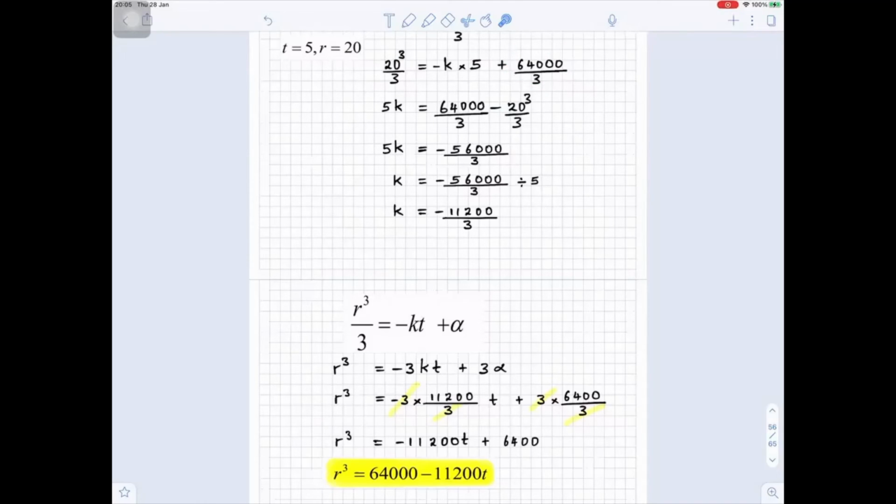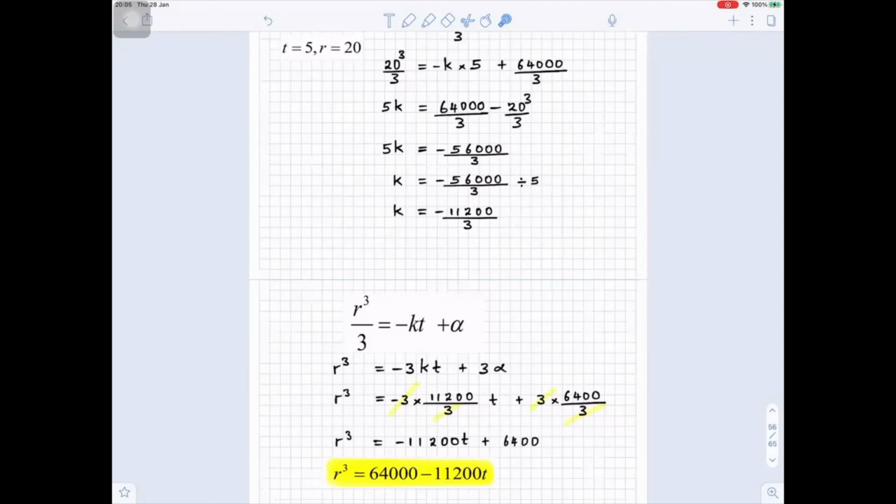What you want to do is take 20 cubed over 3 to the right-hand side, and it becomes minus 20 cubed over 3. When you solve that, it will give you 56,000 over 3. Now it's times 5, so you take it to the right and it becomes divide by 5. And that will give k to be minus 11,200 divided by 3. So that's your k.